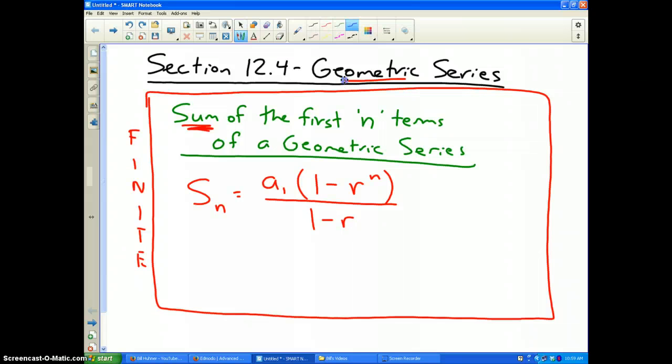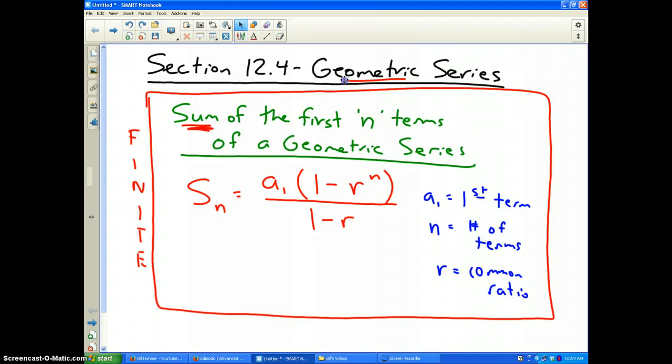So the pieces of information that you need to know are a sub 1, which is the first term in the pattern; n, which is the number of terms you're adding together; and r, which is the common ratio. If you need to pause the video, write that formula down, highlight it in your notes, do whatever you've got to do to make it stand out.